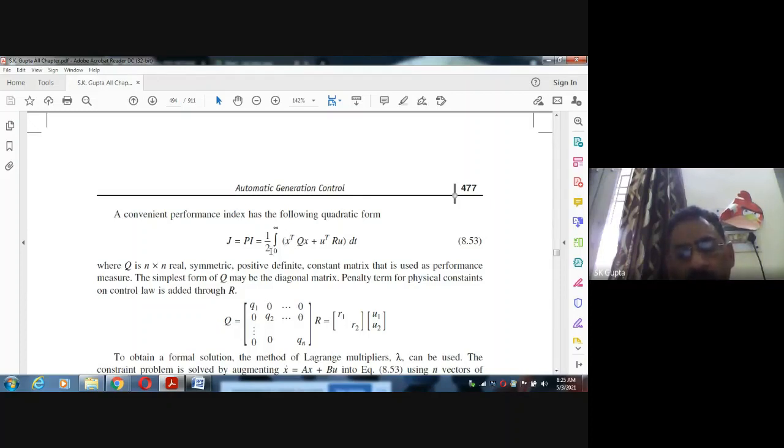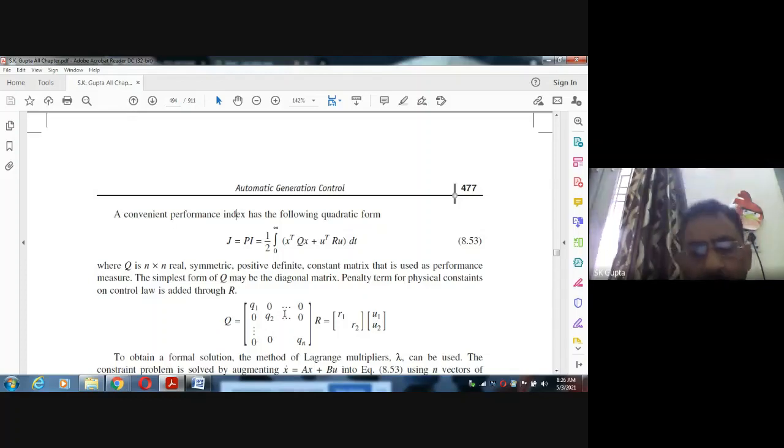Size of this is 9 by 1, x transpose means 1 by 9, so the size of this is 1 by 9 and the size of this is 9 by 1, so what should be the size of this? It should be 9 by 9. So Q can be like this, where it can be q1, q2, q3, qn. If we know that one state affects the other state also, then these off-diagonal entries may also have some constant values.